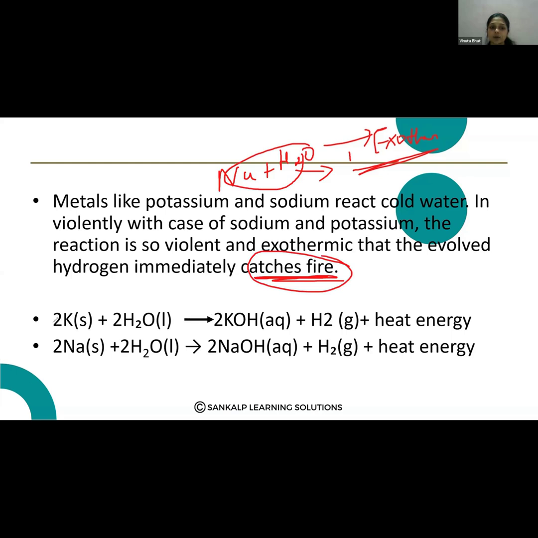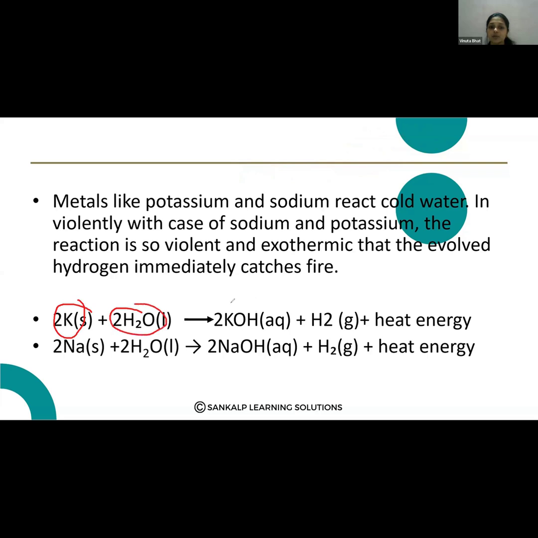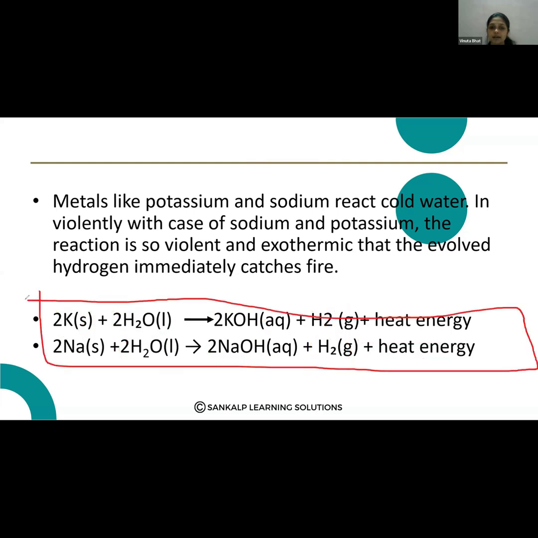And here, when potassium reacts with the water, they form potassium hydroxide and hydrogen. They release a lot of heat energy and the hydrogen catches fire, and sodium and water form sodium hydroxide and hydrogen, and a lot of heat energy is released. Hence it is called the exothermic reaction. Okay. So very important reactions. Please note down these two reactions. Potassium and sodium react with water, they form the hydroxides and release hydrogen, and the hydrogen catches fire immediately. Okay.